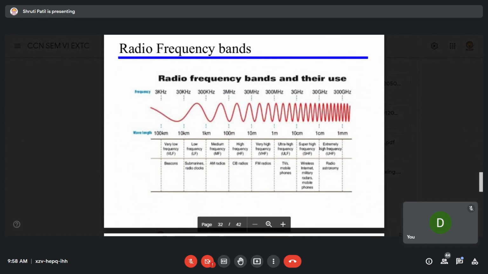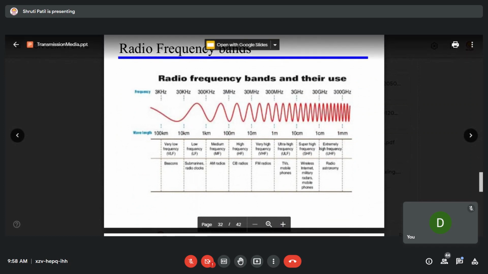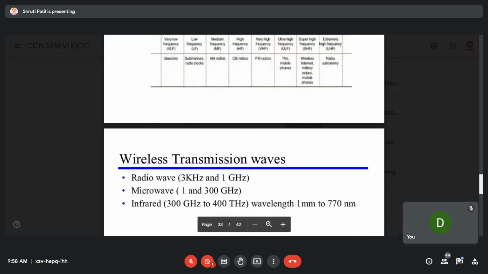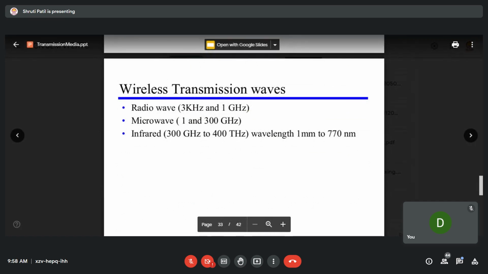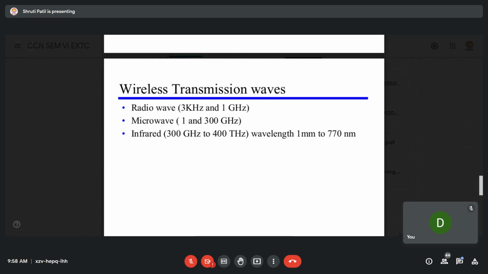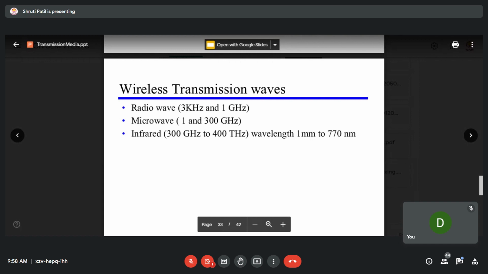There are different radio frequency bands. When you are using radio frequency, you are using from 3 kilohertz. Okay, so these are different kinds of radios which you can use at different distances. Radio waves are from 3 kilohertz to 1 gigahertz, microwaves from 1 to 300 gigahertz, infrared from 300 gigahertz onwards, with wavelength from 1 millimeter to 770 nanometers.